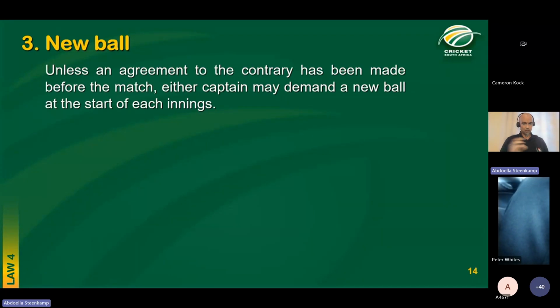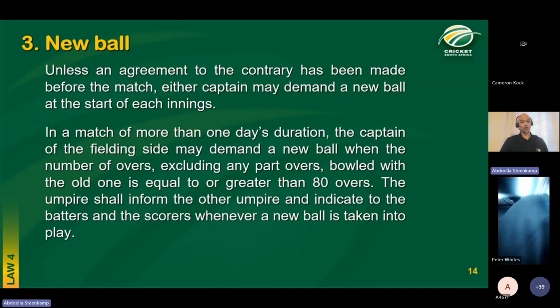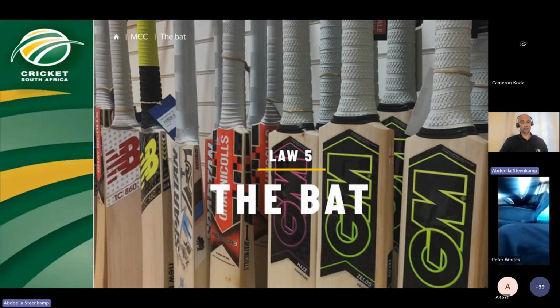When it comes to the ball, each captain can demand a new ball at the start of each innings. The law also allows that after 80 overs have been bowled, the fielding captain has the option to take a new ball. The option is on the table; they don't have to exercise it, but it is there after 80 overs.